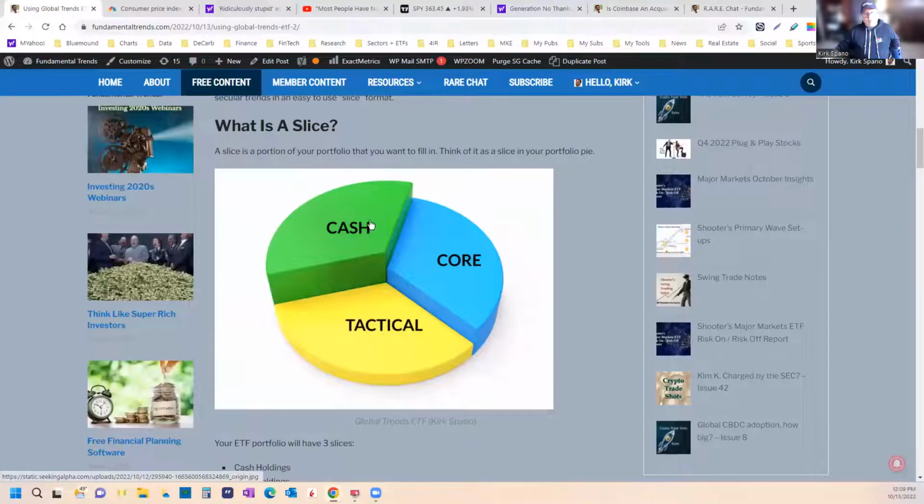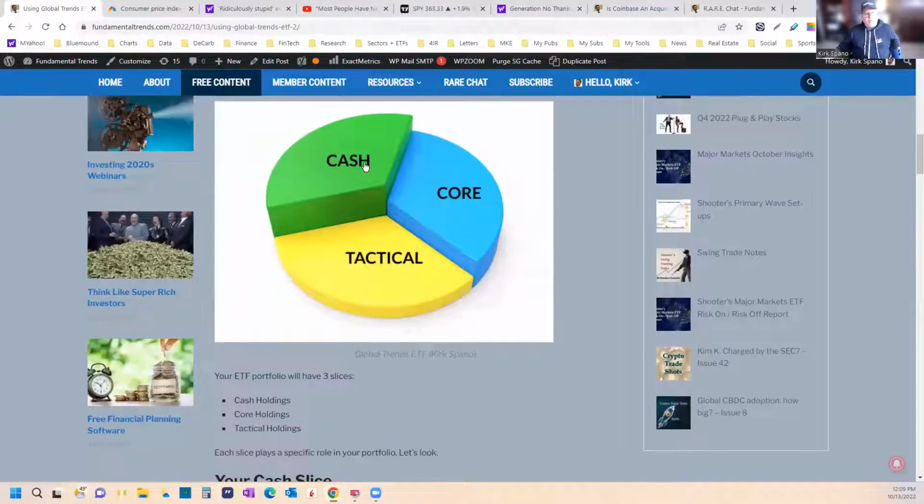And I've used the word sleeve before, but I think people understand slices better. I mean, there's a whole website on it now. So I think that this is a great way to look at it. And so I rewrote this article for you. So really, you're going to have three major slices in your portfolio: the cash portion, the core portion, and the tactical portion. This is the way that I've always done things.